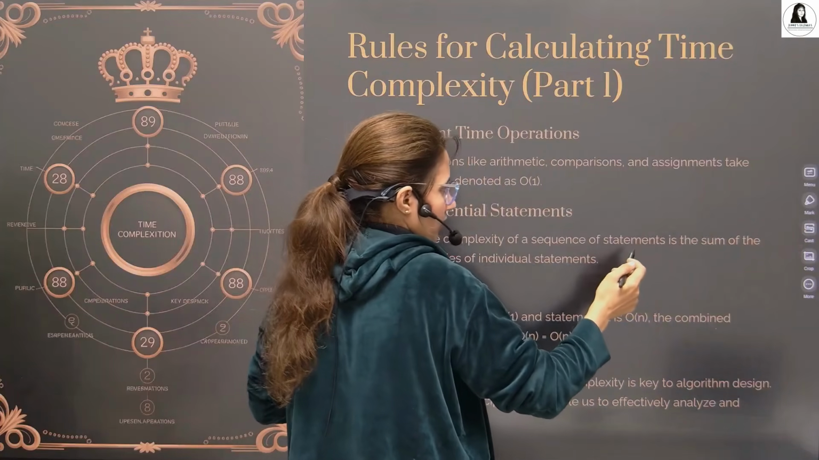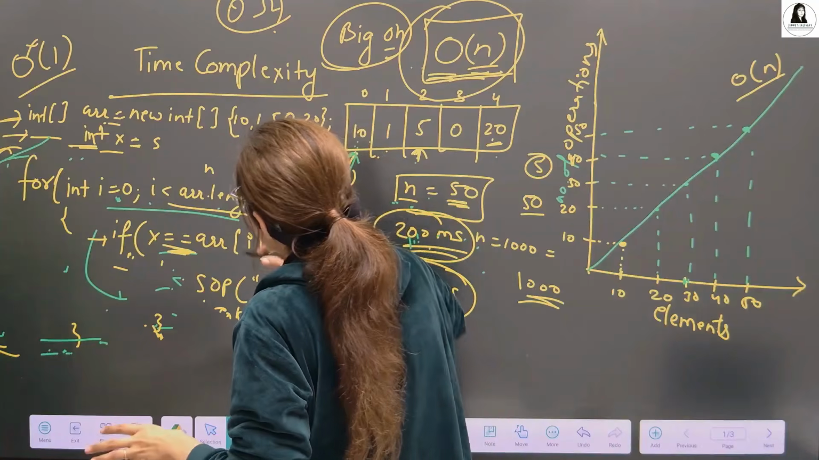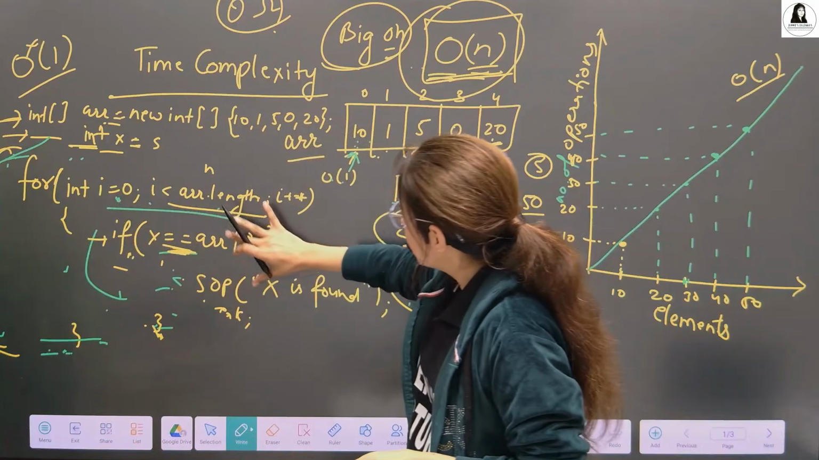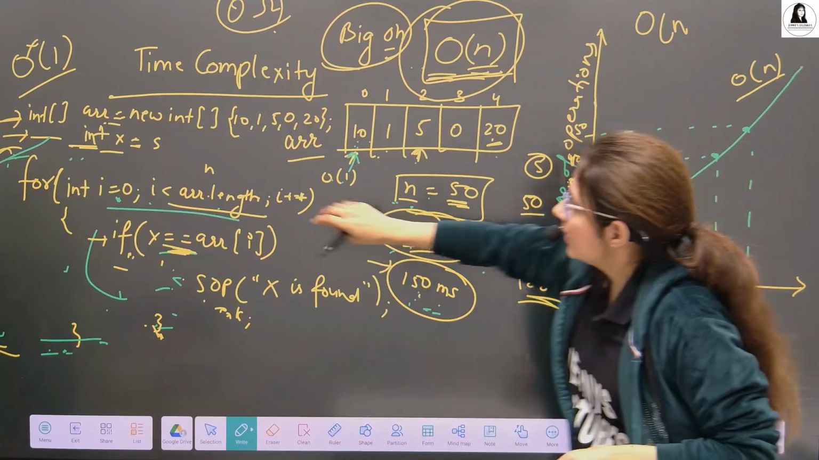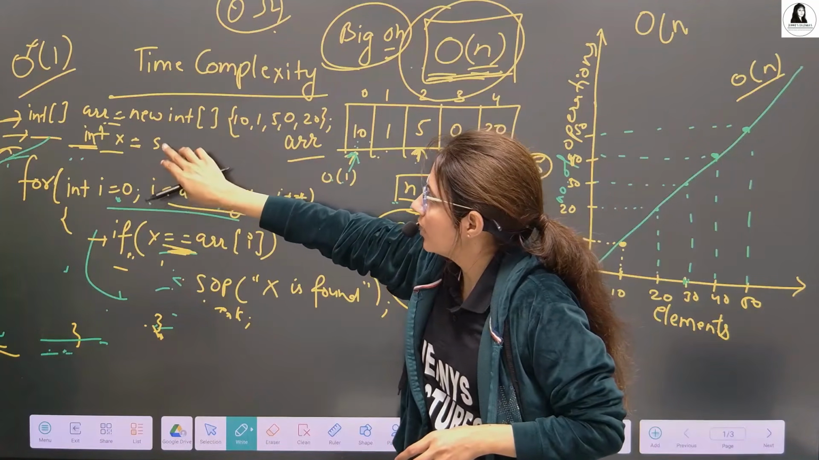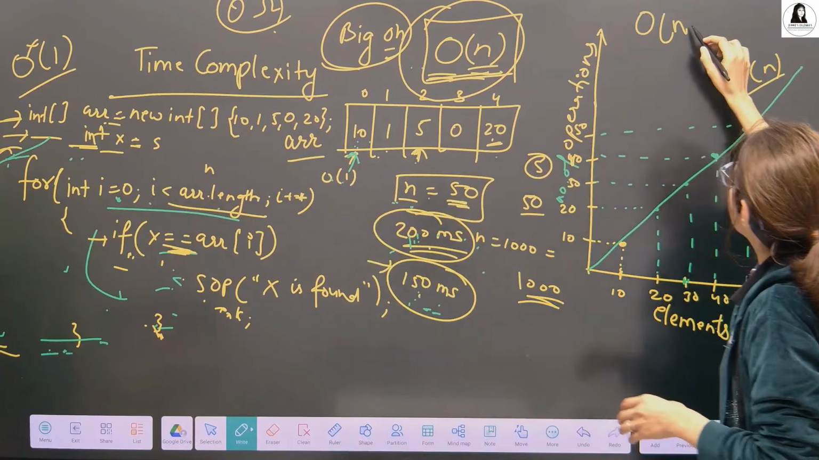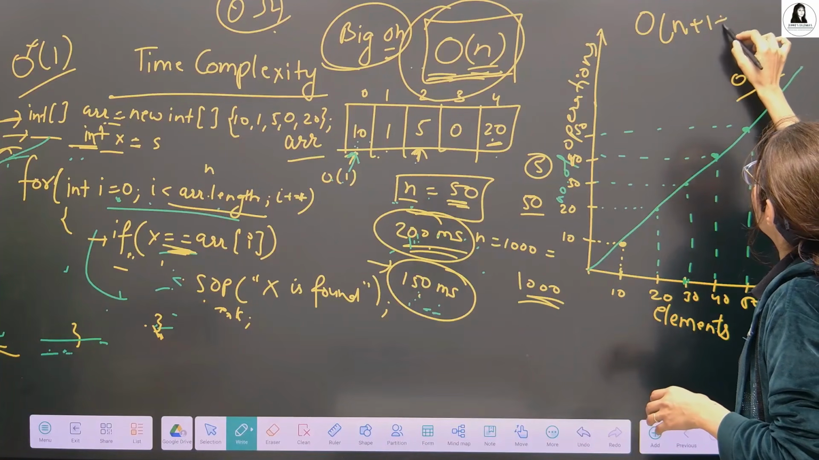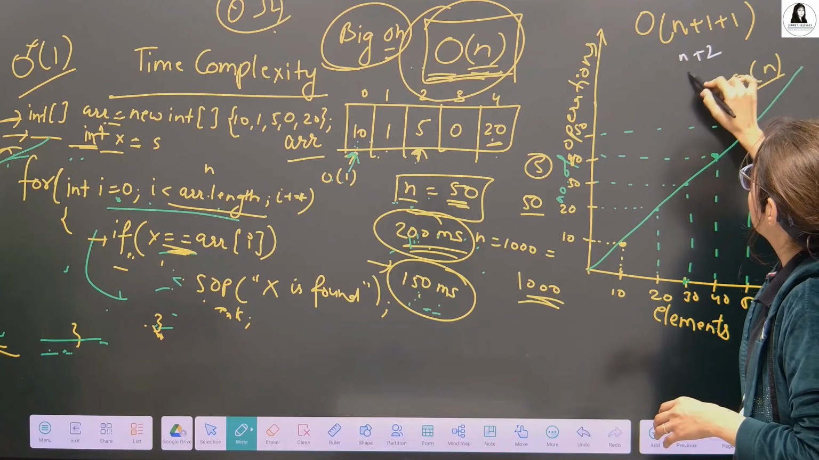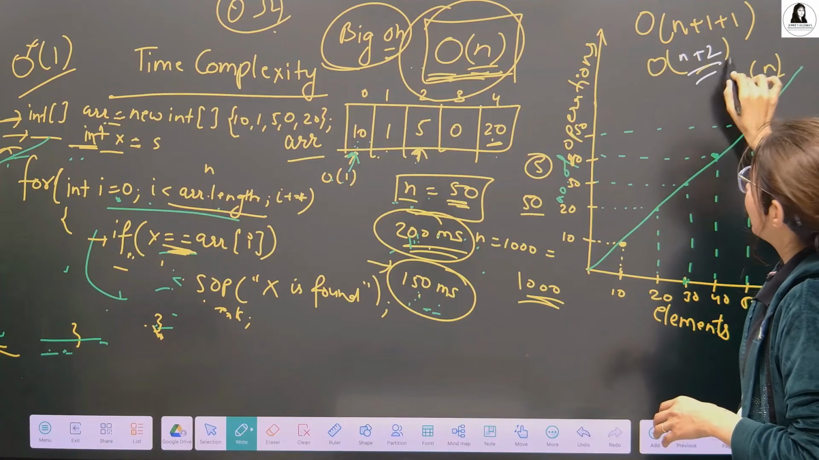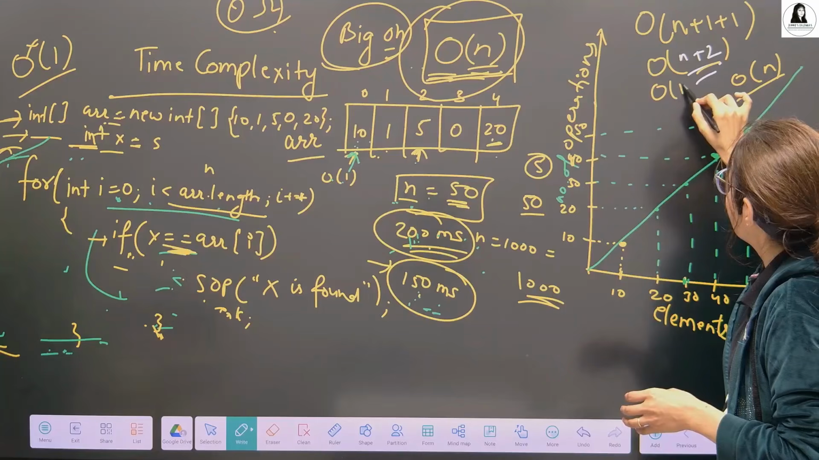If we have this kind of thing, in this case this loop has complexity order of n, and these other statements are order of 1, order of 1, so we can add them. So it is n plus 2. Rather than writing this, we simply write order of n only.